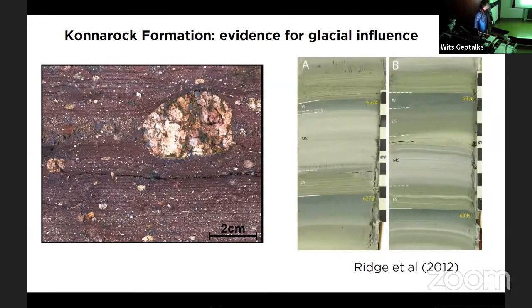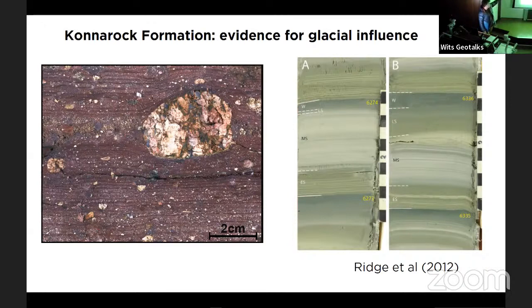So on the left, this is what the Konnarock Formation looks like. This is a photograph of a ground down piece of the Konnarock Formation diamictite. And you can see these fine laminations, as well as a number of clasts, right? So it's a huge range in grain size. Again, this is a classic diamictite, right?